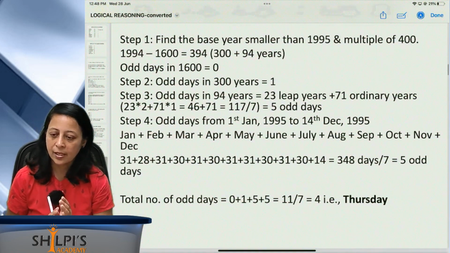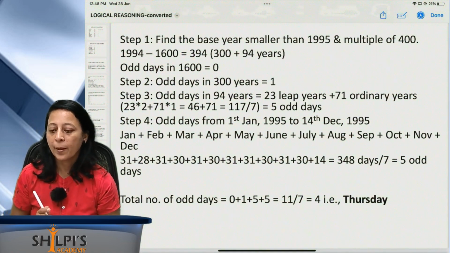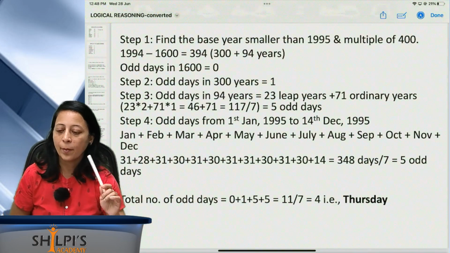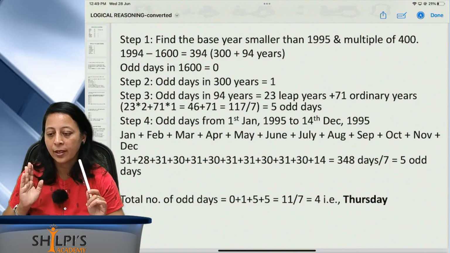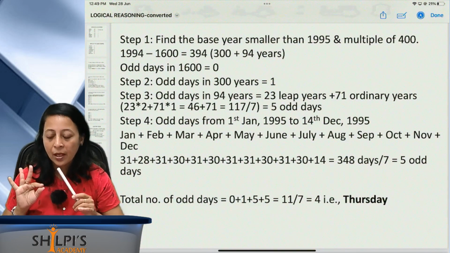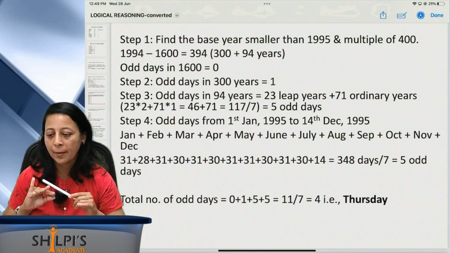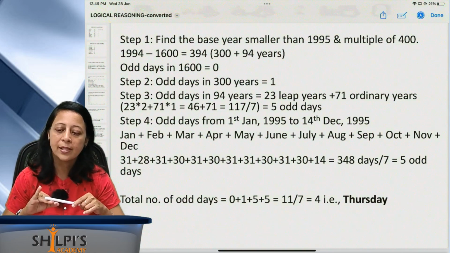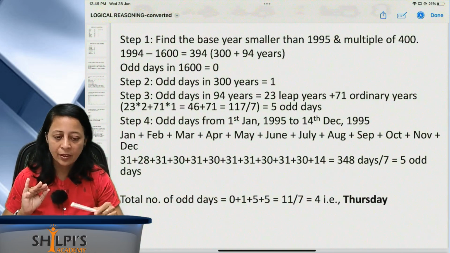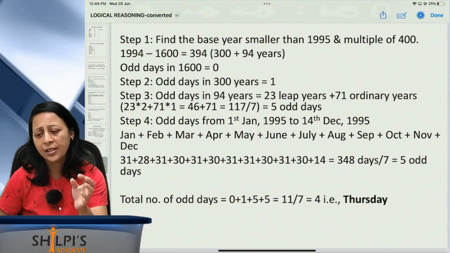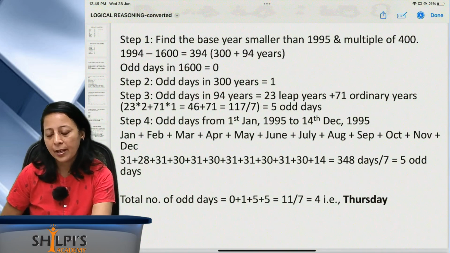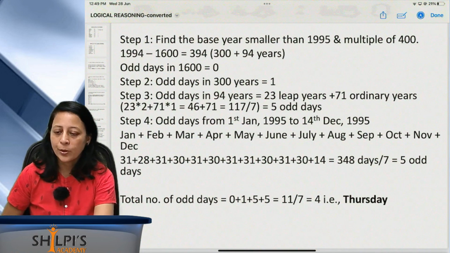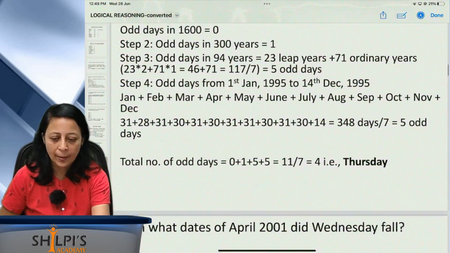Got it, students? Are you clear with the steps? First, take the completed century years, then see how many years are left over from 100, 200, 300. That is the second step. Third is the number of years. Fourth is the number of months along with the leftover days. Then calculate everything, divide by 7, and you get your odd day. Just go and check which day it is: 0 odd days is Sunday, 1 is Monday, 2 Tuesday, 3 Wednesday, 4 Thursday, 5 Friday, 6 Saturday.